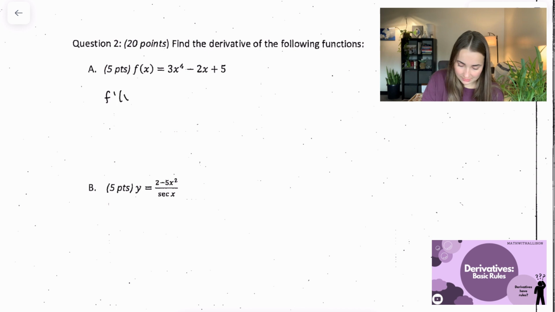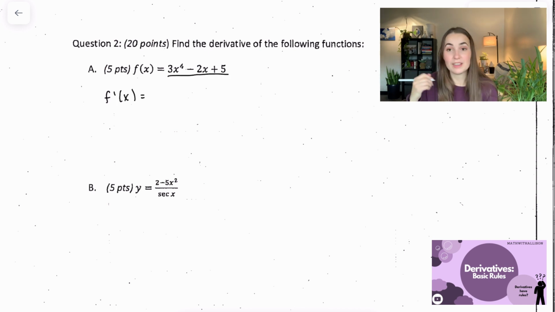F prime of x is equal to, and it looks like this is going to be a polynomial, so we can use power rule. So first, I'm going to bring down the exponent, and that 3 is a scalar multiple, so it just hangs out. And then we subtract 1 from the original exponent. So 4 minus 1 is equal to 3. The derivative of just x is equal to 1, so this becomes minus 2.